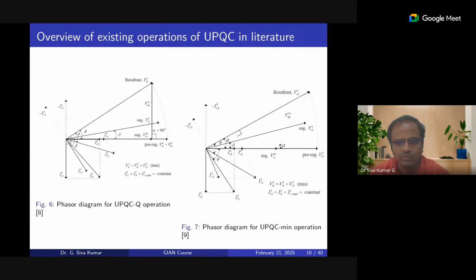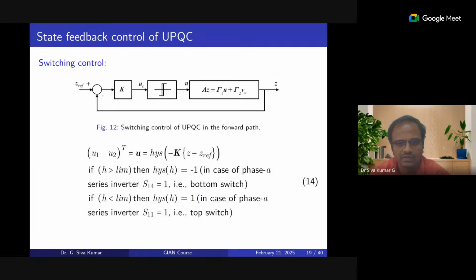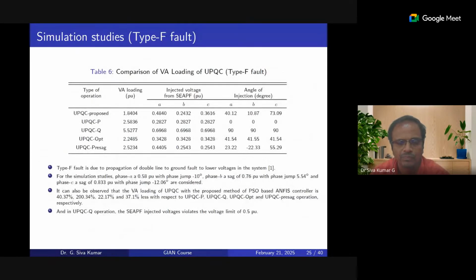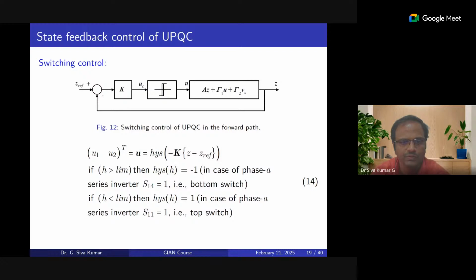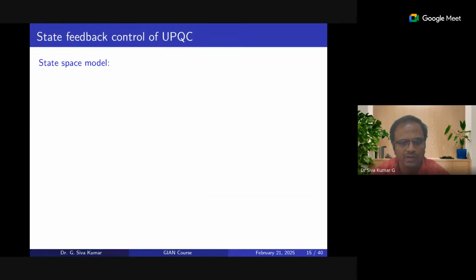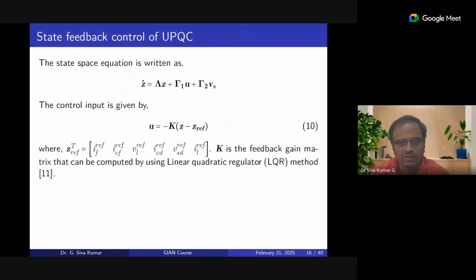I'll try to take this out, maybe I will show you over here. The diagram is missing. What this particular state feedback control does is generate your switching pulses.